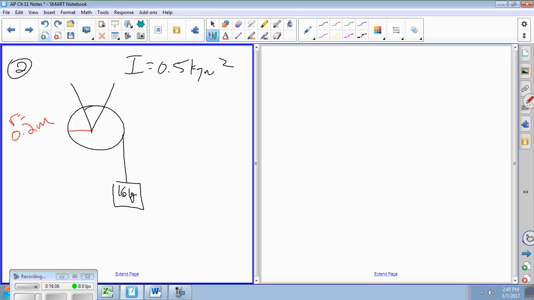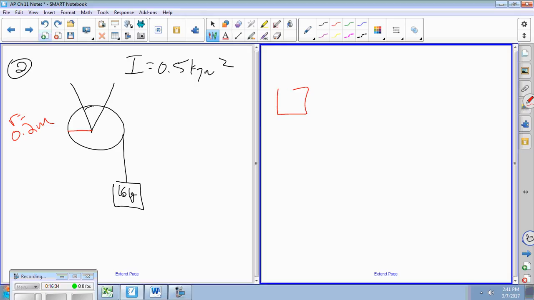And then it says when the block is released and the cord unwinds, the acceleration of the block is what? We got to find it. Okay? So there are 2 unknowns in this problem: the acceleration of the block and the tension in the rope. So we need to come up with 2 equations to solve for those. So let's do this. First of all, let's look at the 16 kilogram block.